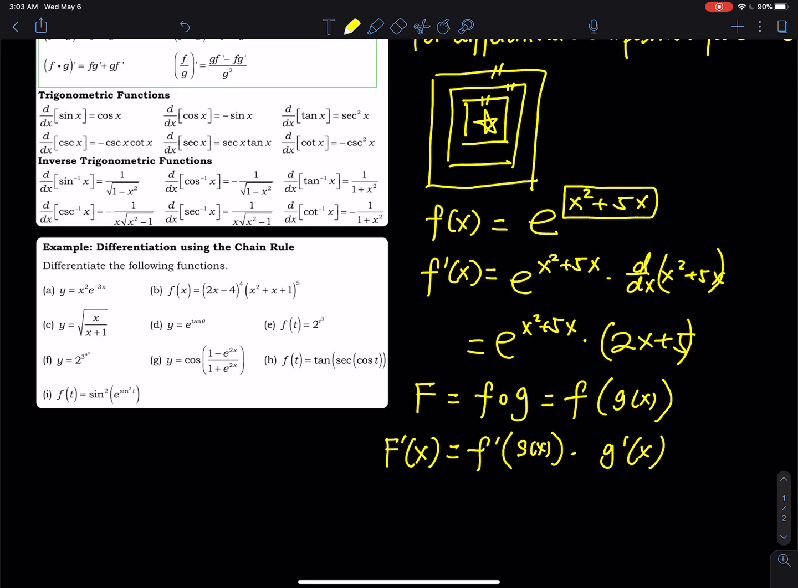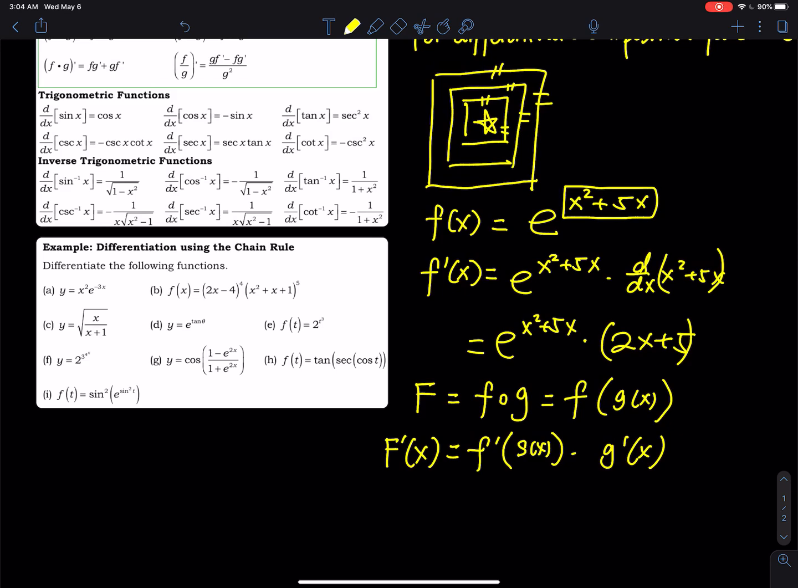So back to our very first composition function, the exponential, I call that the outer piece. The x squared plus 5x, I call that the inner piece. So we go from outside to inside, just like you open up a box of your Christmas gift. You open up the outer box first, and then the second box, and then the third box, and then you will reach your gift. All right, so that's how the chain rule works.